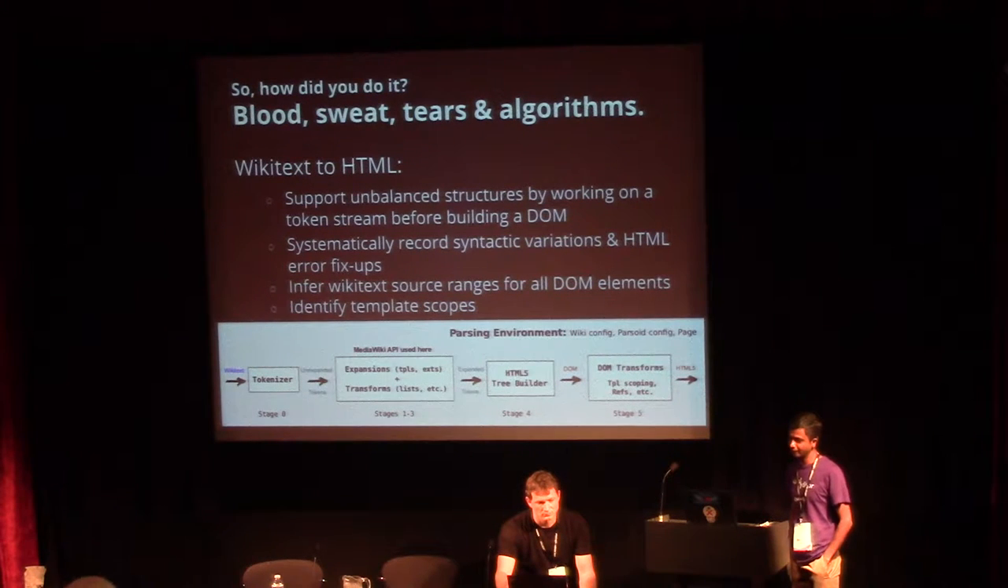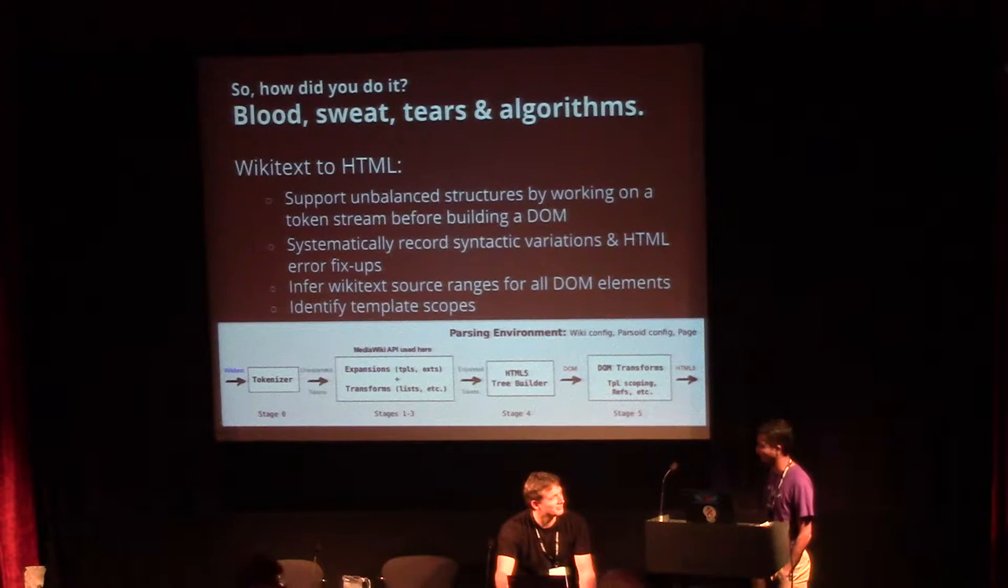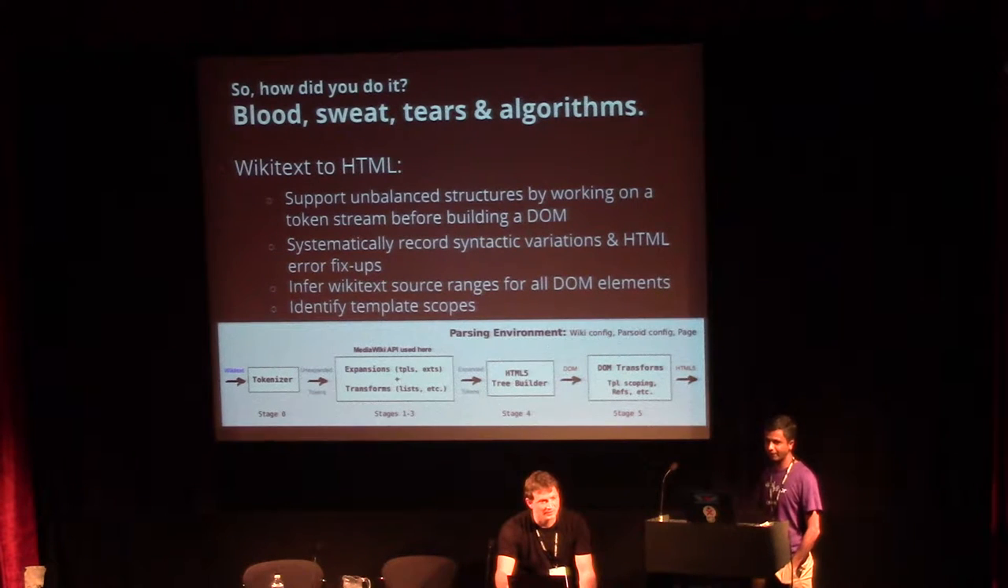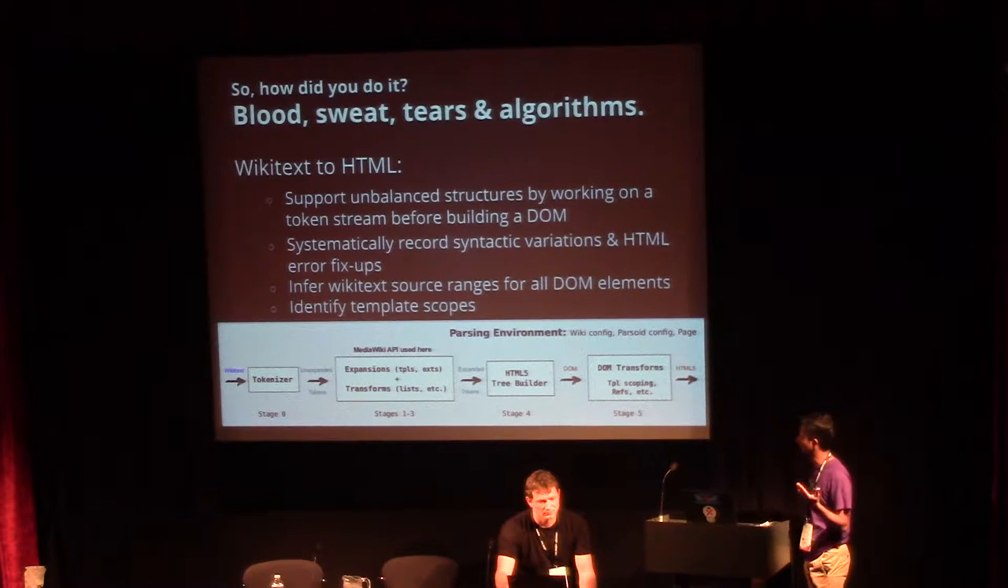So how did we do it? It took a lot of effort and, of course, a whole bunch of algorithms. And it's well known that a lot of people have tried to parse Wikitext as regular language grammars, and it's not really possible because there are a lot of context-sensitive bits there.